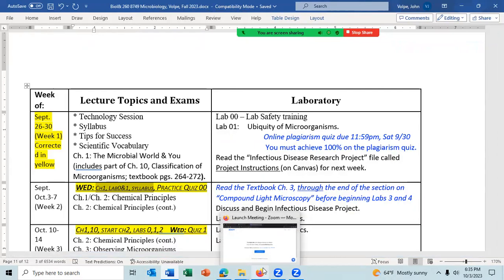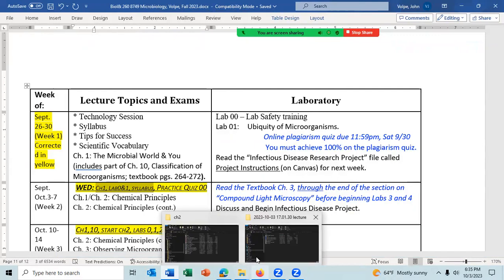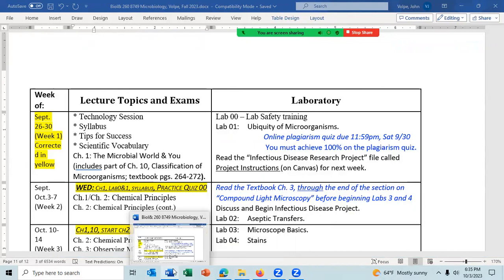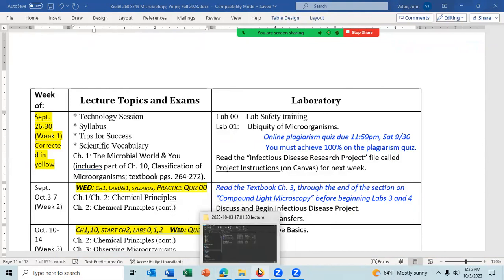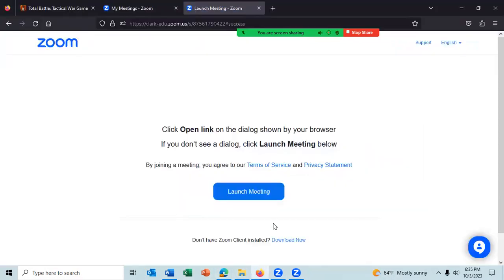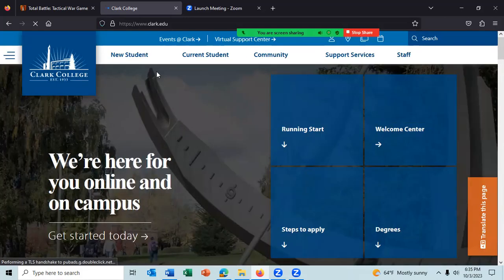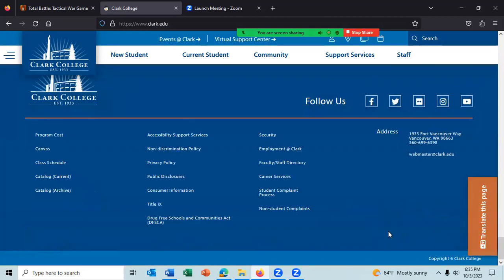I don't think I'm in Canvas. It will be helpful if I am. I can close that one. Let's see if I can get there from here. Nope. So let's go to Clark. Actually, I have it on my thumb drive. That'd probably be a better place. But let me show you where you can find the project.